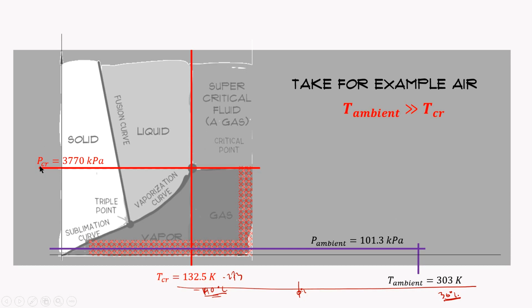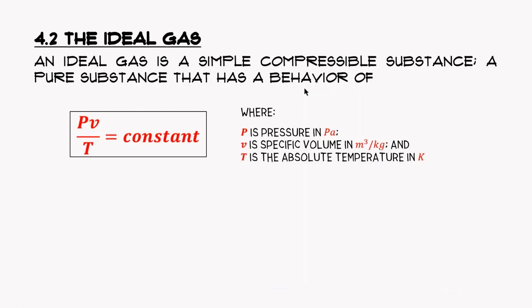Also for the critical pressure, it is 3,770 kPa, and the ambient condition, the atmospheric pressure, is 101.3 kPa. That is already absolute pressure. So we have a pressure that is very, very low compared to the critical pressure. So those are the conditions for this assumption.